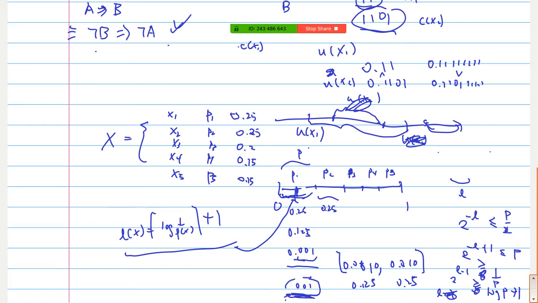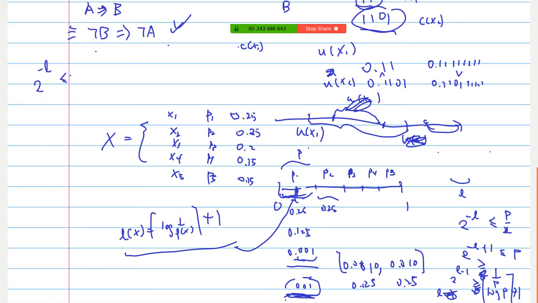And of course, 1 over P may not be an integer, then I can just take the upper integer for that. That is log P or log 1 over P? Log 1 over P, actually. My handwriting is bad, let me start it over. So I want 2 to the minus L, the length of the interval, to be less than or equal to P over 2. P over 2, that's right.